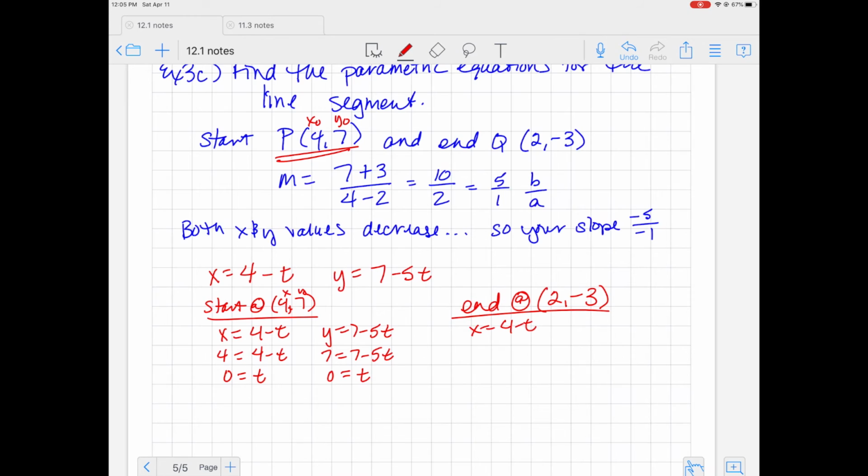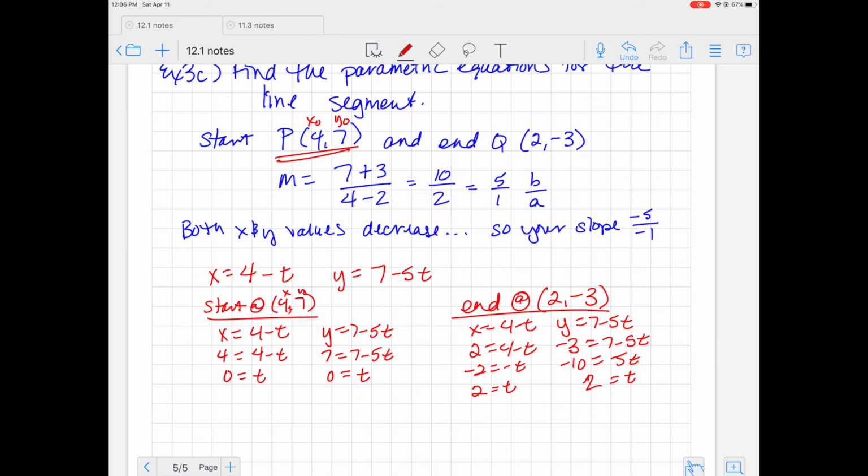X is equal to 4 minus t. Y is equal to 7 minus 5t. So here I have, plugging that in, 2 is equal to 4 minus t, negative 3 is equal to 7 minus 5t. Okay, solve for this. Subtract 4 is negative 2, and then t is equal to 2. Subtract 7, this is negative 10, t is equal to 2.